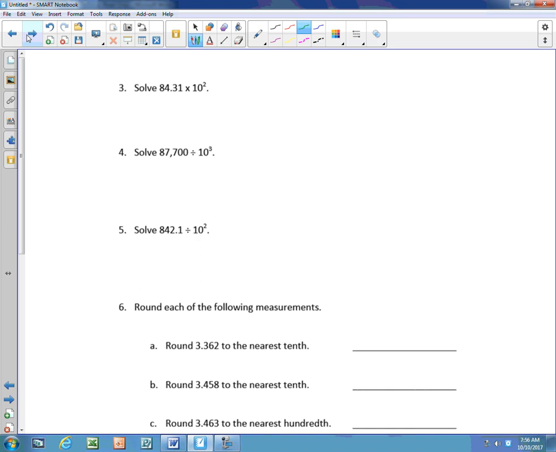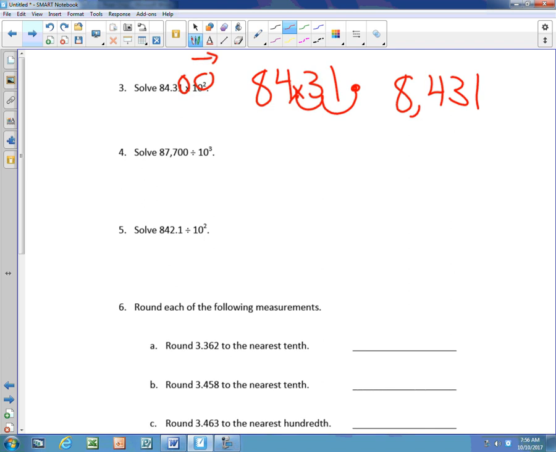Next, we're going to solve this one. Once again, we're multiplying, so when we multiply, we go to the right. So we're going to rewrite. Sorry, I apologize, that was a little messy. So we're going to fix that up. We're going to rewrite that number. And it says to the right 2 times, so we're going to jump 2 times. Our new decimal is here. It is no longer here, so our answer becomes 8,431.